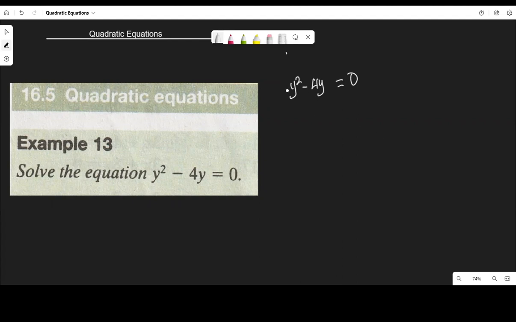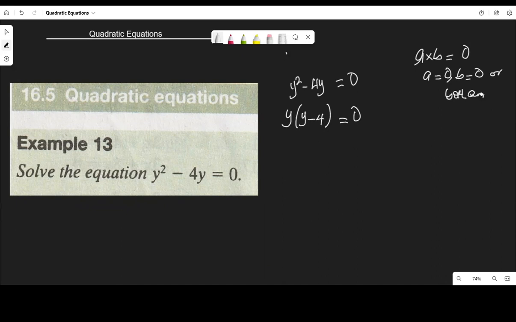First of all, let me factorize this expression here. y is common to the two terms. So factoring it out, I'll have y times (y minus 4) equals 0. Now, if a times b is equal to 0, either a is equal to 0 or b is equal to 0, or both of them are 0.